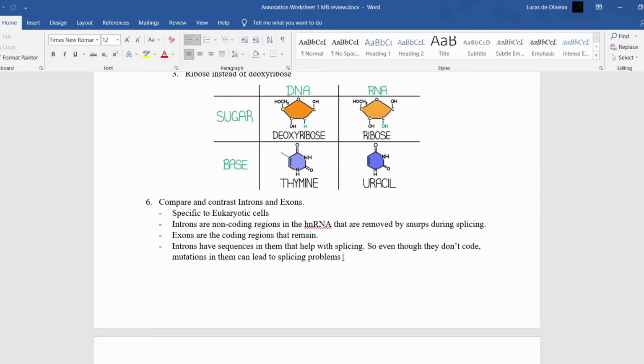I had a project once where I looked at a disease called Fabry's disease, and if you want to look that up, you're welcome to. In an intronic region, there was a mutation that got rid of a splicing signal, so incorrect splicing occurred, and that's what actually caused the disease. So just because it's not coding doesn't mean it's not important.